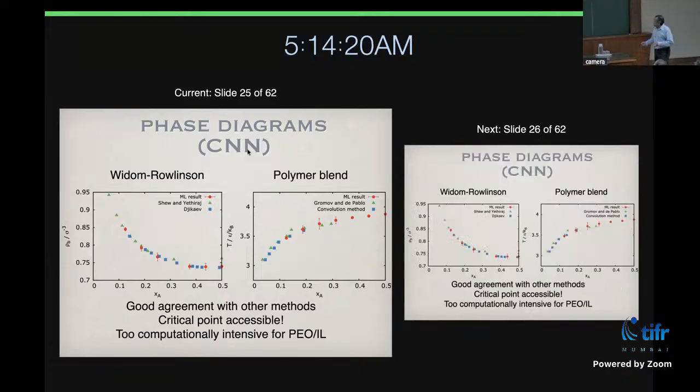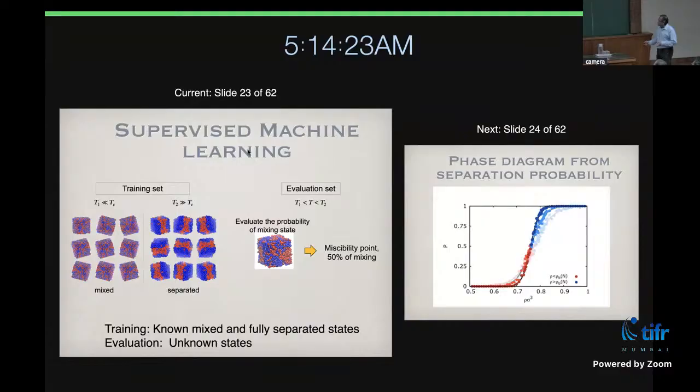Let me just go back to that. You make it a mixed state, and what orientation makes them into different ones? These are all mixed, and these are all phase separated. The mixed one is mixed no matter what the orientation, but as far as the CNN goes, it's a different configuration. With the convolution method, if you rotate something, it has a different feature. So then you have to average over all orientations.